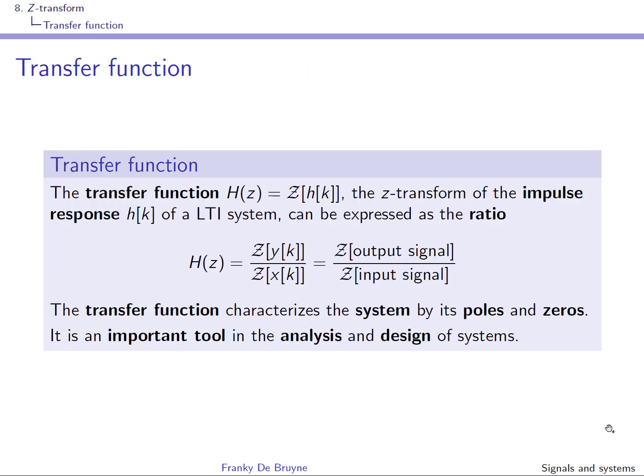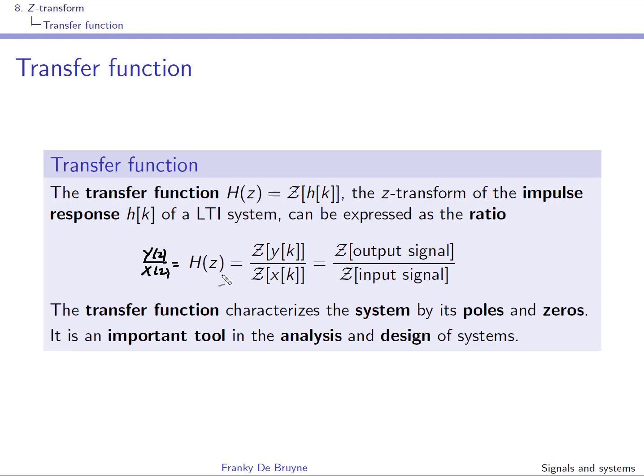Well, we can again define a concept of a transfer function of a discrete time system. This transfer function is the Z transform of the impulse response of the underlying linear time invariant system, and it can be defined as the ratio of the Z transform of the output, Y(z), over the Z transform of the input, X(z).